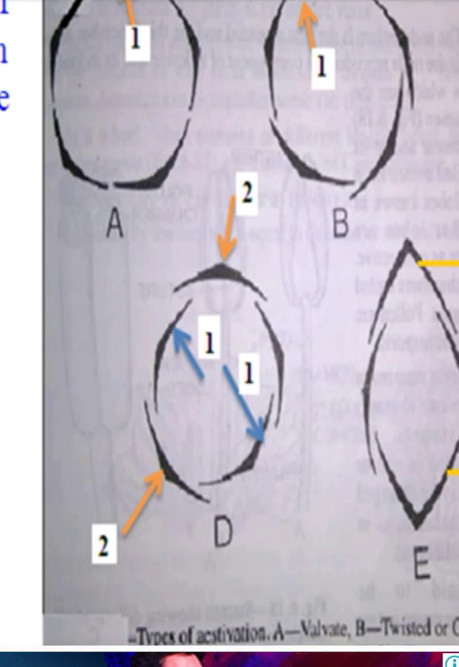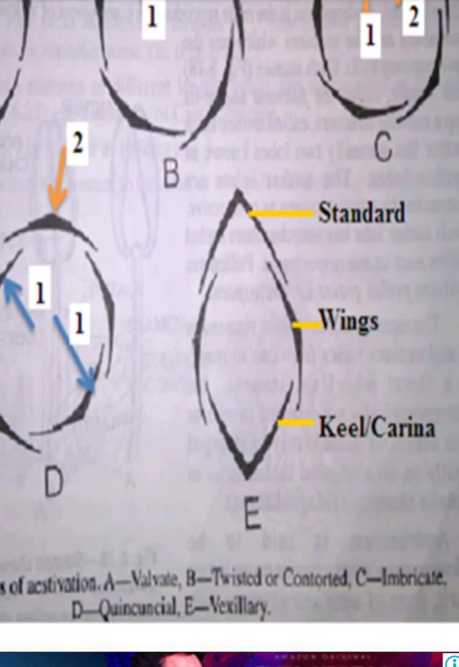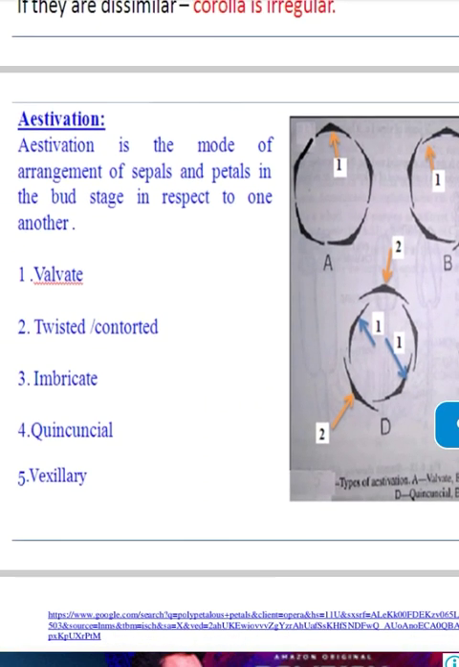That is the quincuncial. And the last, that is the vexillary type of corolla aestivation. This is a characteristic feature of the family Papilionaceae. One standard, inside the standard 2 wings, and again inside the 2 wings there are the 2 keel petals or the carina. So this is the vexillary. Aestivation is the mode of arrangement of the sepals and the petals in the bud stage in respect to one another.